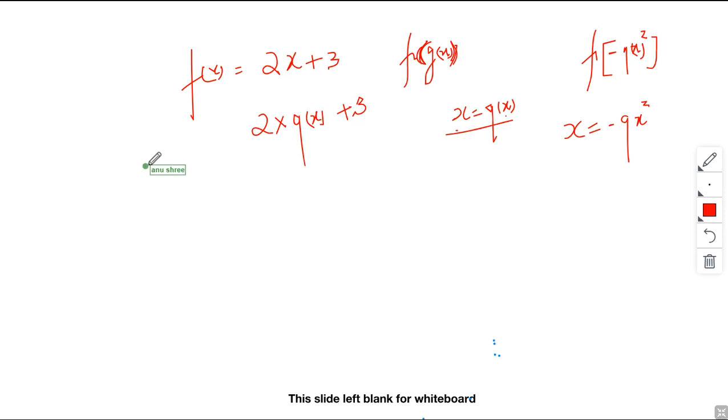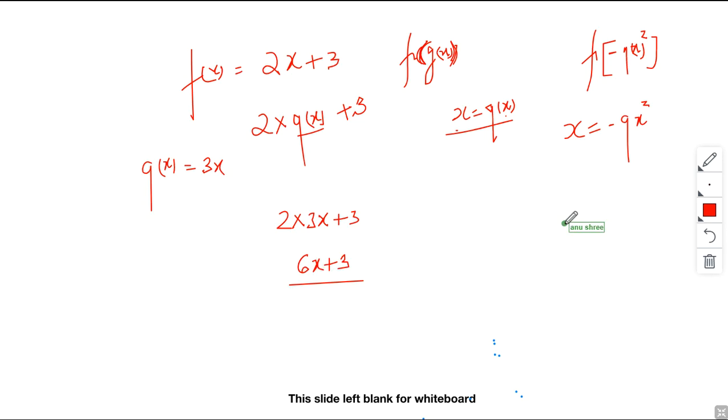Yeah. And if g(x) is given to you as 3x, then in place of g(x) we have to write 3x. We are just replacing because g(x) is actually 3x. So it's 2 multiplied by 3x plus 3. That means the answer is 6x plus 3. Is this one clear?